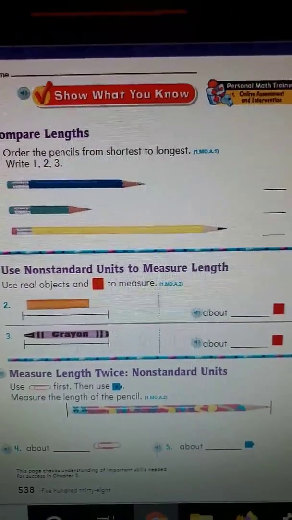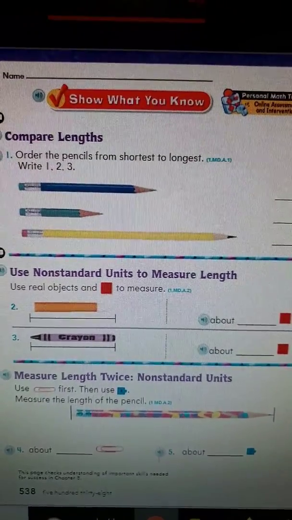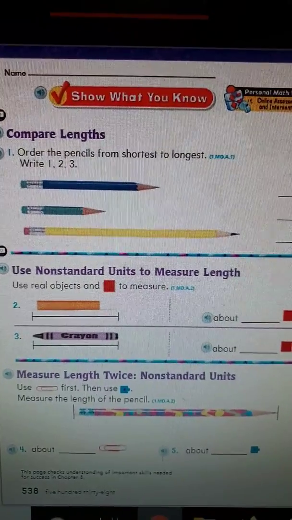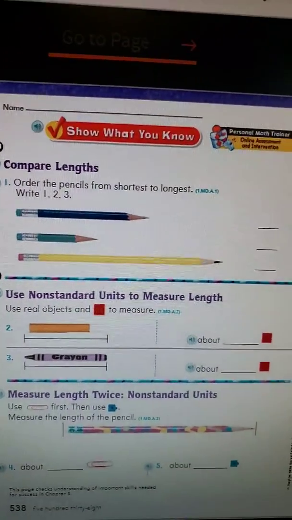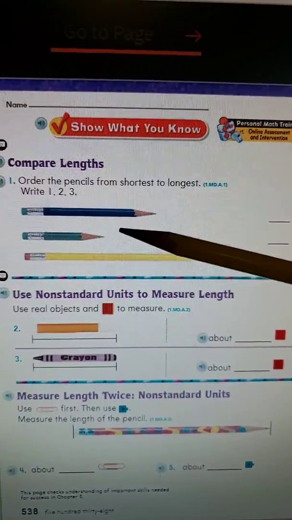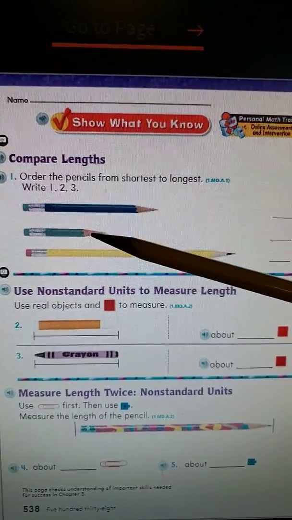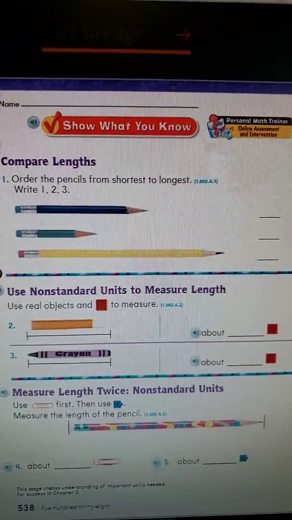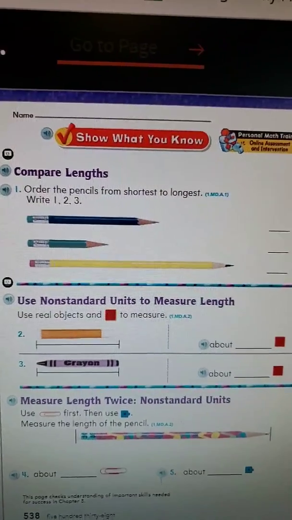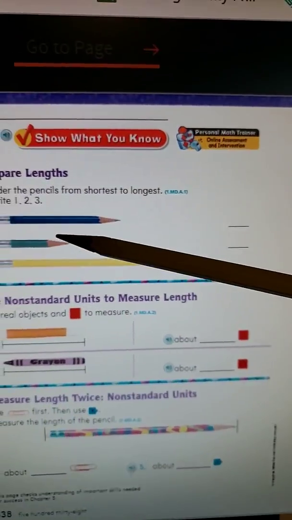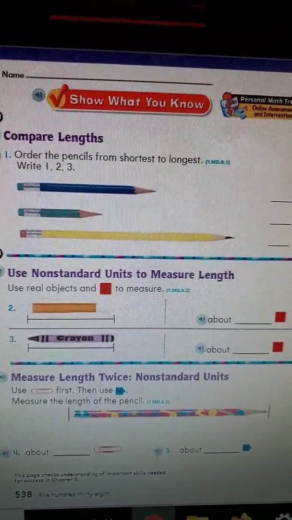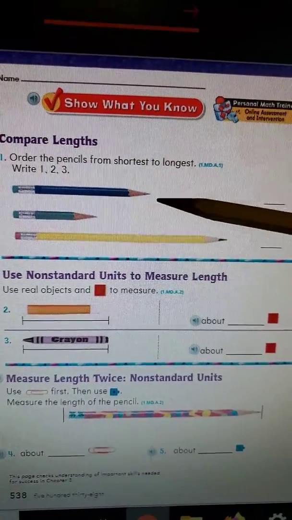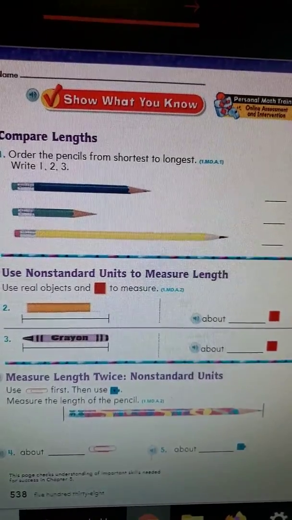Okay, this is our Show What You Know page. And as I said earlier, it wants us to compare those first three pencils from shortest to longest. As we're looking at it, we have three pencils, 1, 2, 3. And obviously we can see very clearly which one is our shortest, right? Which is this pencil here, which is the size of some of the pencils that you like to write with in school. Then this would be our number 2 pencil, and this would be our number 3 pencil.